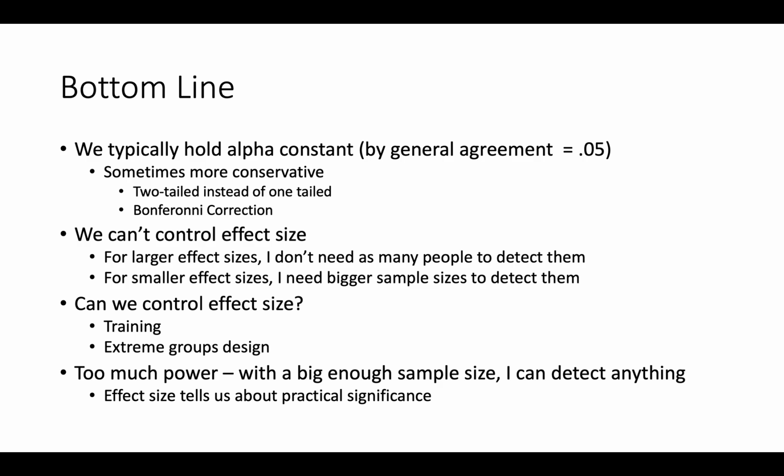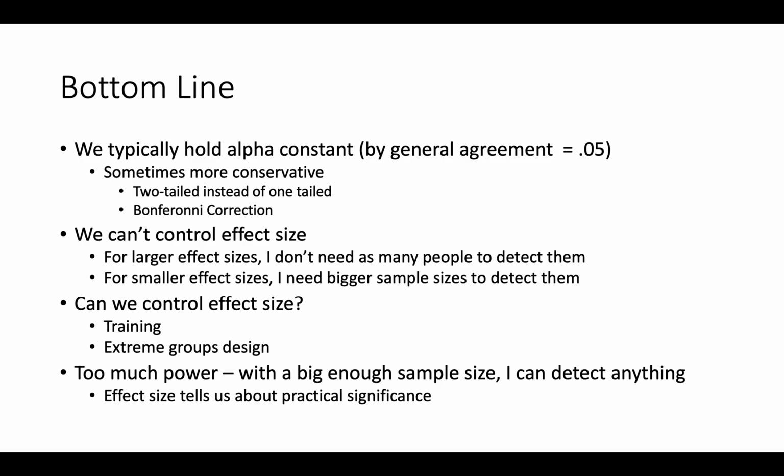divide alpha by the number of tests that we do. This is about the family-wise error rate, if you remember that. There again, we see that would be a more conservative version. So typically alpha is constant, but sometimes it's more conservative than 0.05. And in those cases, we have to understand that it's going to be harder to detect. We're going to have lower power with a more stringent alpha.